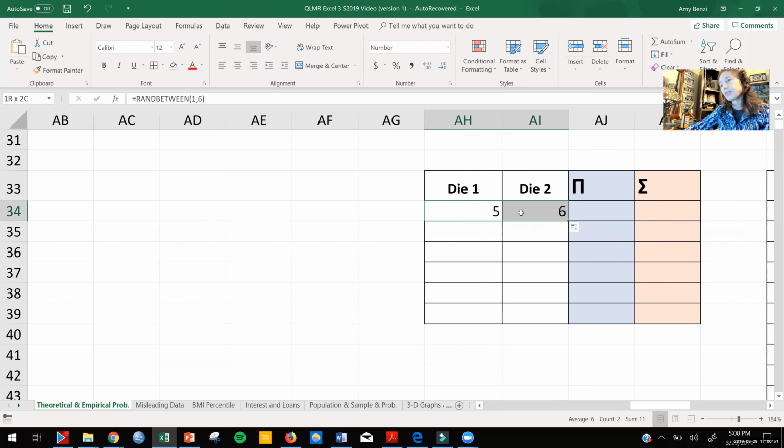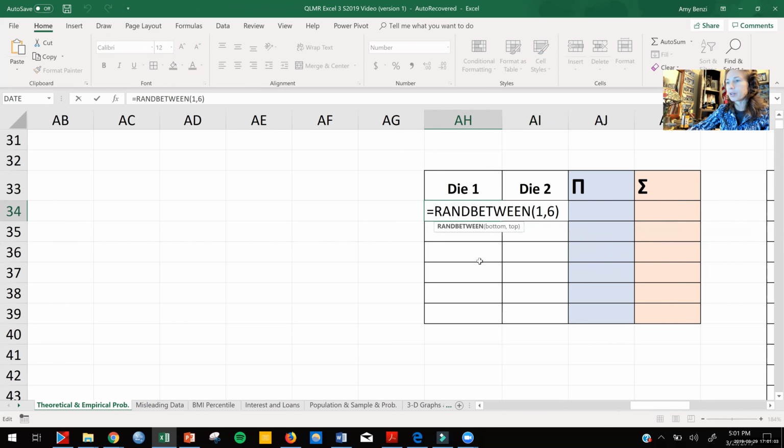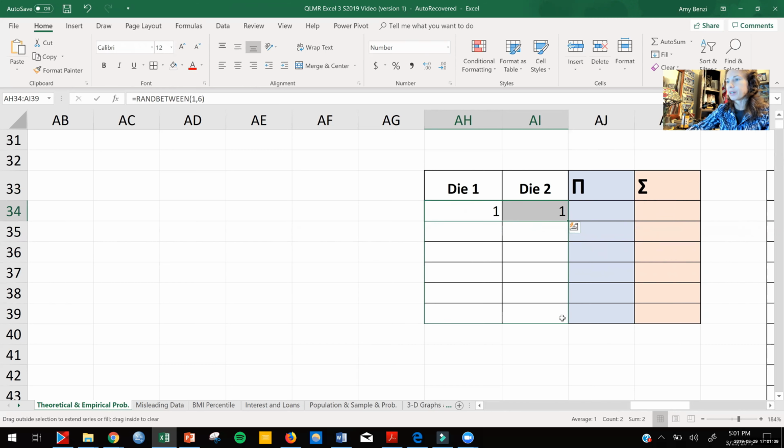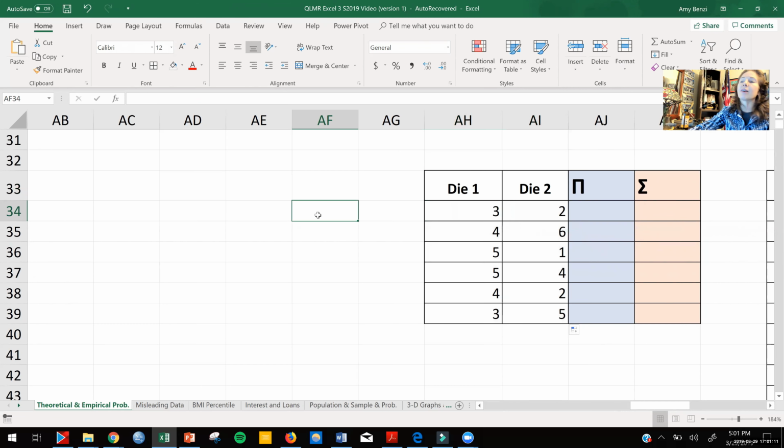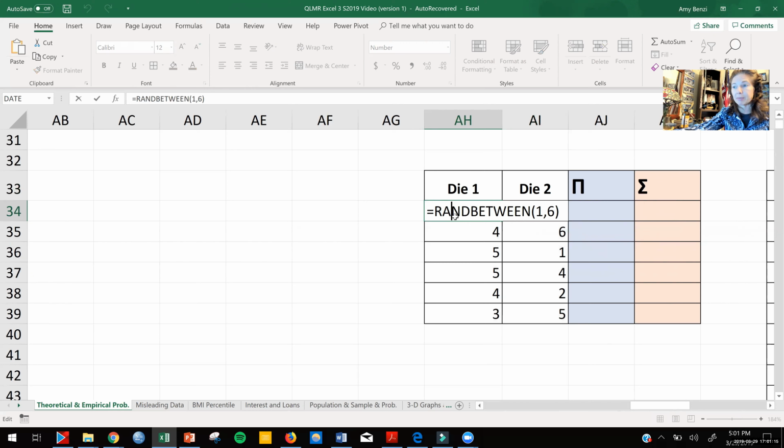I'm going to highlight those 2 cells and let that command... well, I don't know why it won't work, but that's okay. Drag it all the way down here. All right, now I'm rolling a random number. This is 1 die being rolled, numbers 1 through 6, and the second die being rolled.